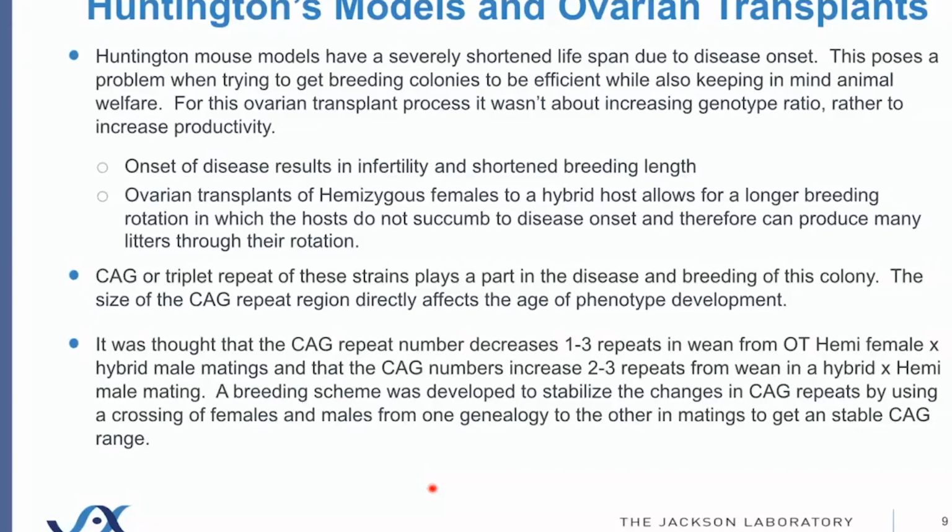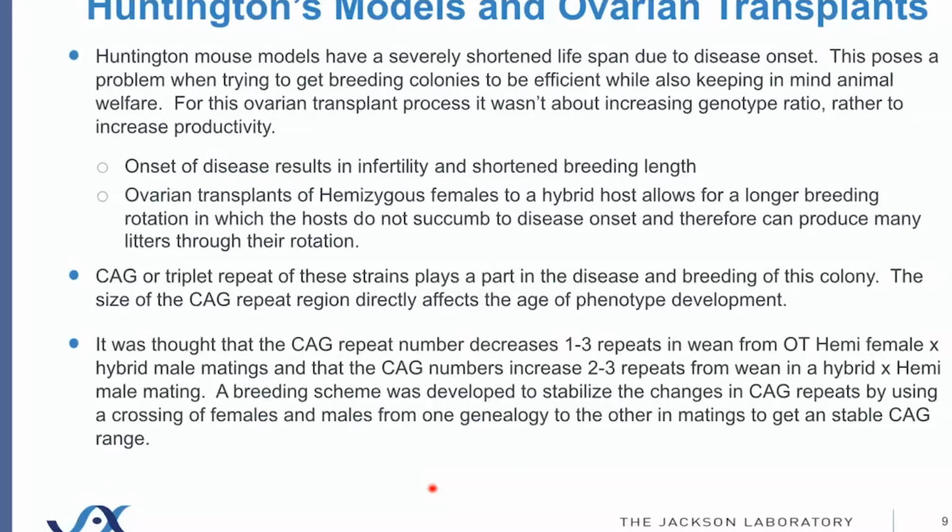The other thing we have to keep in mind in this strain is that the CAG or triplet repeat plays a part in the disease and in the breeding of the colony. The CAG repeat region directly affects the age of phenotype development. Through our own experience, it was assumed that the CAG repeat number for this strain decreases 1 to 3 repeats in wean from OT hemi female by hybrid male mating, and that the CAG number increases 2 to 3 repeats in wean from a hybrid by hemi male mating.